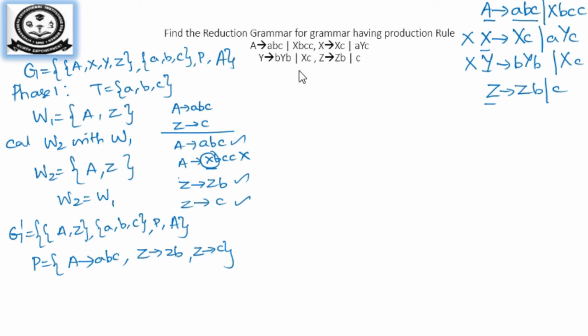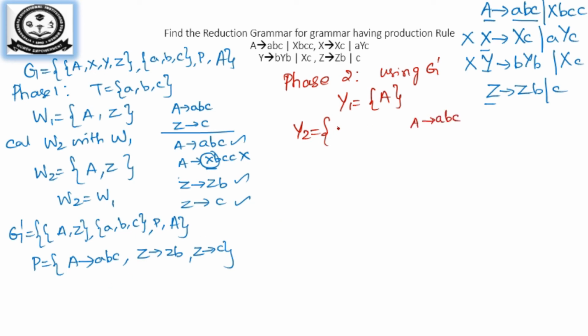So now we will see phase 2. So what are the symbols that can be derived from the start symbol? So Y1 is equal to A because A is my start symbol over here. Now we are going to find Y2. What are the non-terminal variables and the terminal symbols that can be derived from the start symbol A? So from the grammar G dash, you will be using the G dash grammar only. So now we will see the first production, A tends to abc. So we will write A, small b, small c.